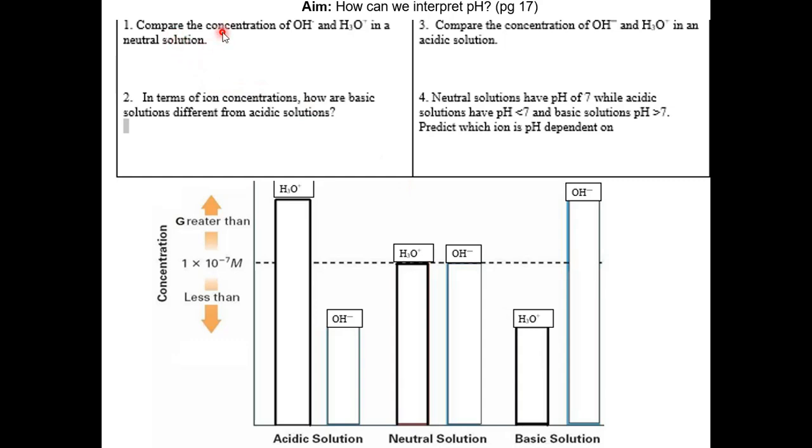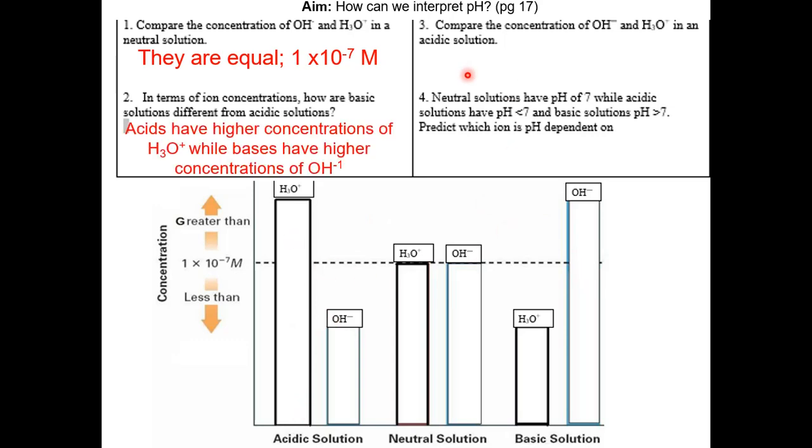Question 1. Compare the concentration of hydroxide and hydronium in a neutral solution. If we look at the neutral solution, the concentration of hydronium and hydroxide are equal. Question 2. In terms of ion concentrations, how are basic solutions different from acidic solutions? If you look at the basic solutions, they have a higher concentration of hydroxide, while acidic solutions have a higher concentration of hydronium.